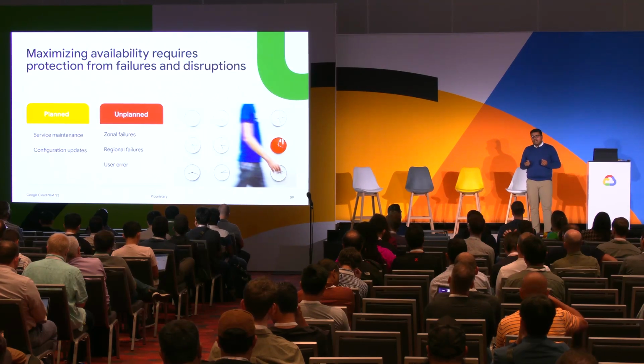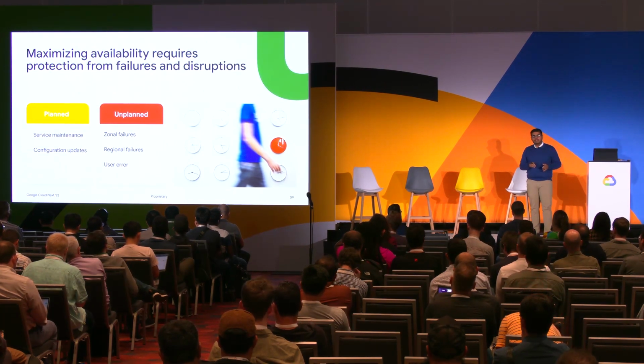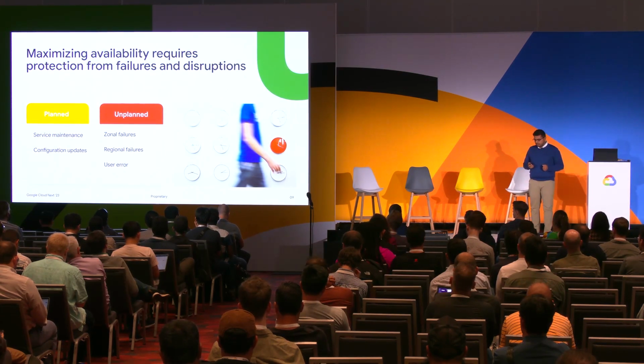Then on the unplanned downtime side, what you have is essentially different kinds of failures and how you recover from those. The failures could be scoped to within a zone, across multiple zones or within a region, or it could be something that is created because of a human error. So let's dive into how you can optimize this downtime by looking at the planned downtime first and then moving on to the unplanned downtime.